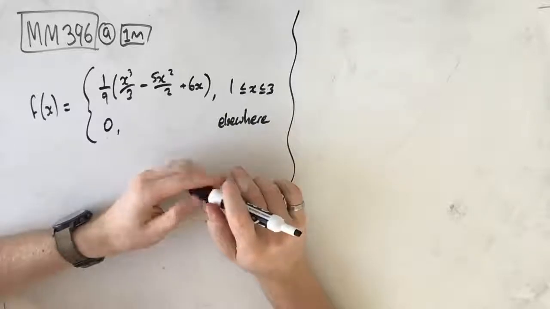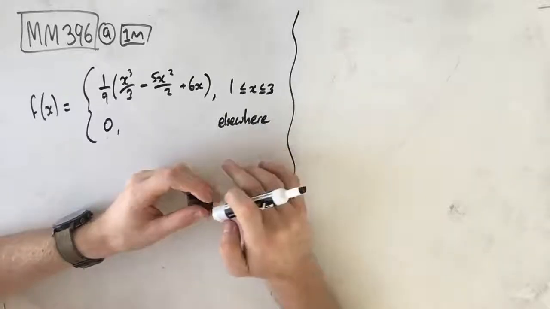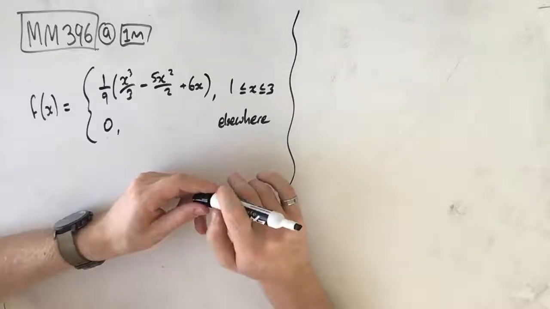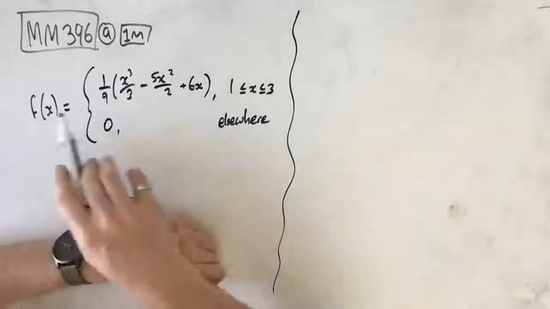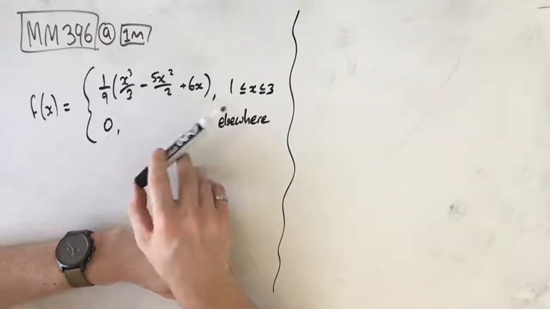So, in this question we've got Troy goes to the gym every day in the winter in an attempt to get huge. The amount of time he spends training each day is a continuous random variable x hours with probability density function given by this. So f of x equals 1 on 9, x cubed on 3, take 5x squared plus 6x between 1 and 3.